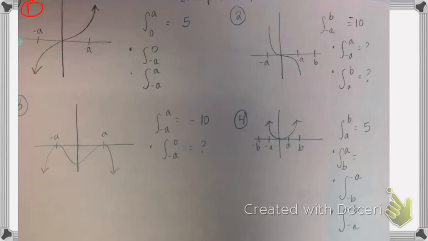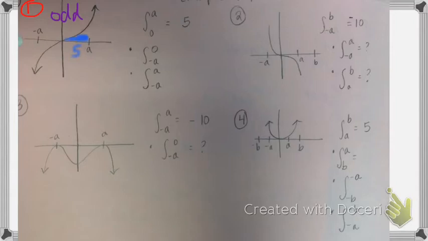So first I need to talk to you about some properties of integrals, and then I'm going to talk to you about the fundamental theorem of calculus. So number one, this problem is an odd function. It's odd because if you look at it, if you turn it upside down, you get the same function. So we have an odd function, and what we know is that the area, or the integral between 0 and a, this part right here, is 5.